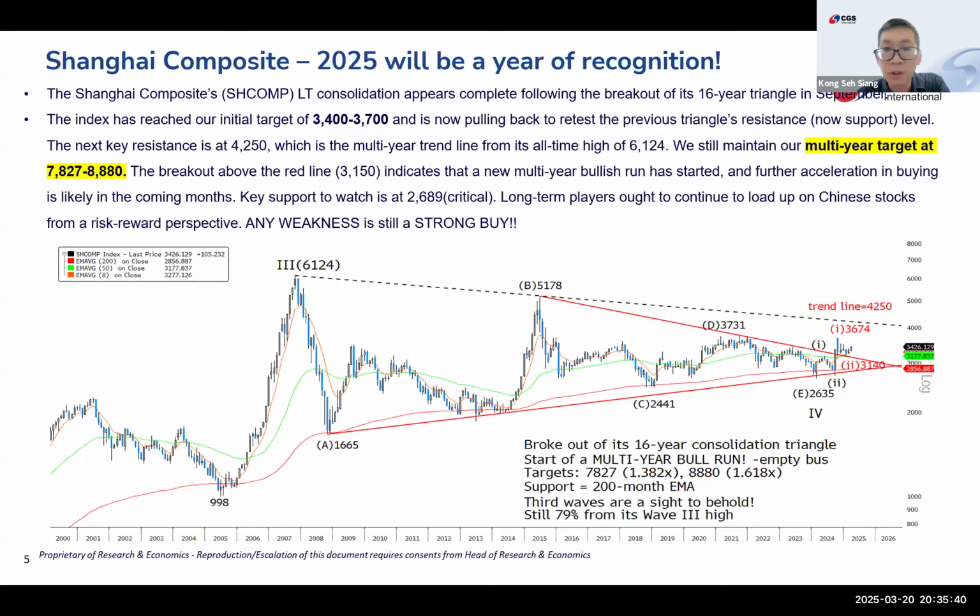So near term, the trend line or the dotted line is where the resistance will be. There's roughly about 4,250. That would be the nearest resistance together with the round number of 4,000. That could be your immediate target, possibly for 2025. So for long-term players, from a risk to reward perspective, Chinese stocks are at a very, very strong level to start accumulating if you haven't already. Any weakness that's coming through over the next few months very likely will remain good entry levels for Chinese stocks.